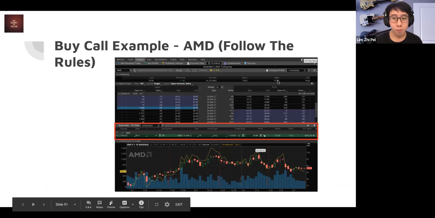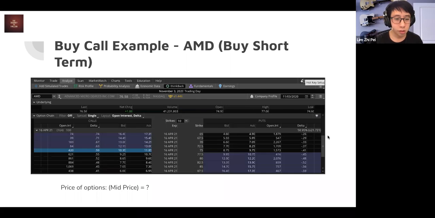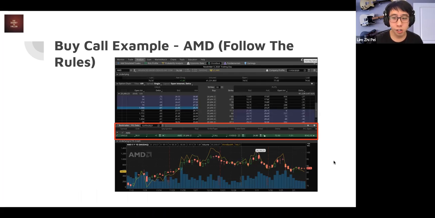So by following the rules, when we enter on the 3rd of November, and when it is February 5th, which is here, the stock price is 87.9. Your trade price is 2480. And by the time of the 5th of February, you actually have a profit of $542. So this actually shows how you can profit from buying call options.